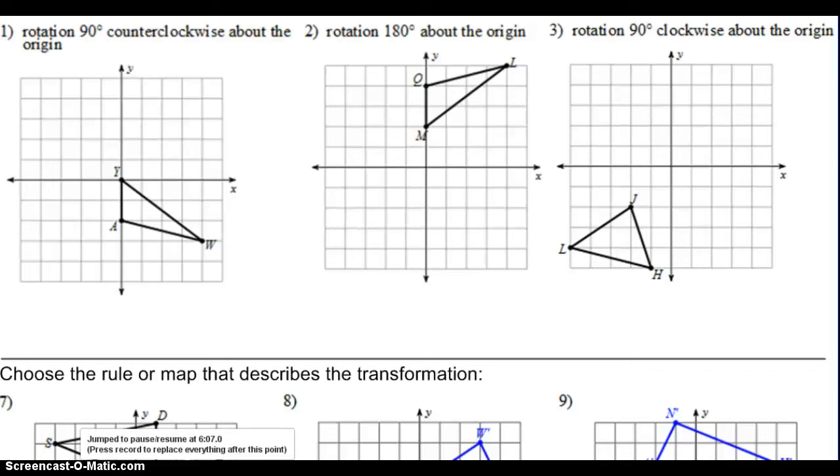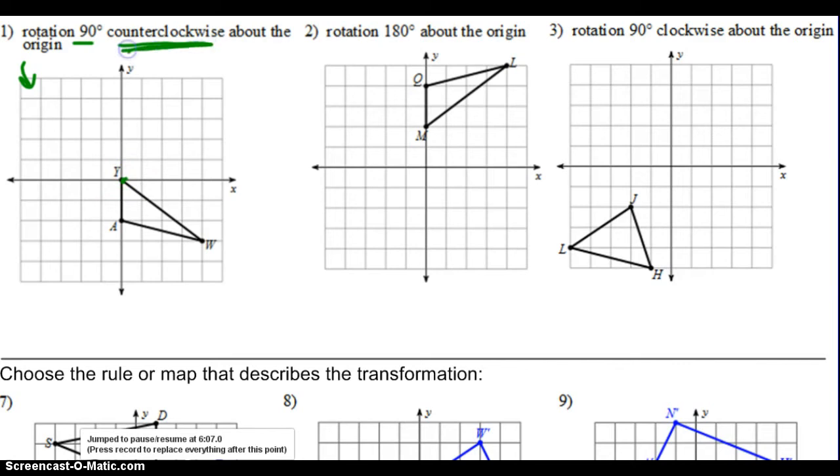Instead, I'm just going to literally rotate some of these coordinate grids to give us a better sense of what rotation is and what these will look like. The first problem asks us to rotate 90 degrees counterclockwise about the origin. First, what's the origin? The origin is the point (0, 0) in the middle of our graph. So we're going to be spinning things around that point.